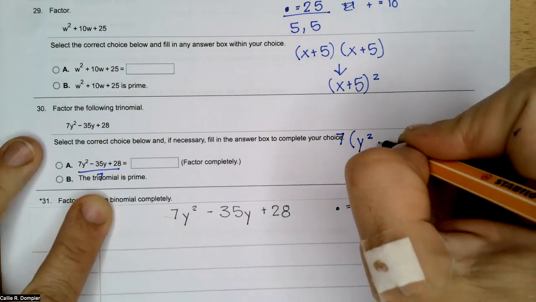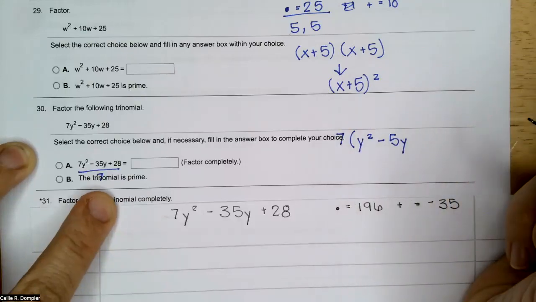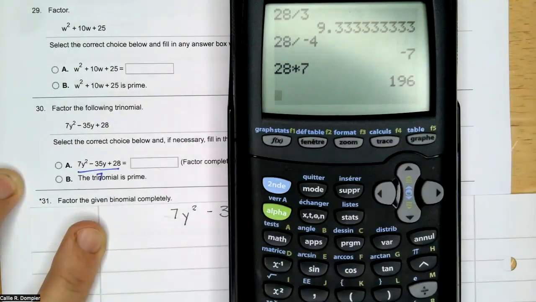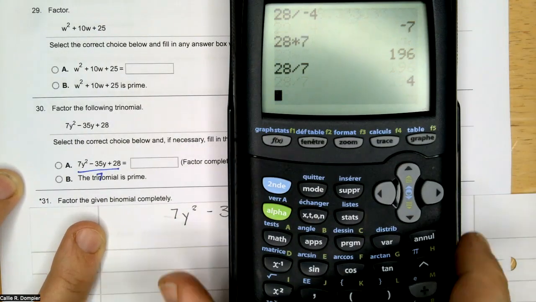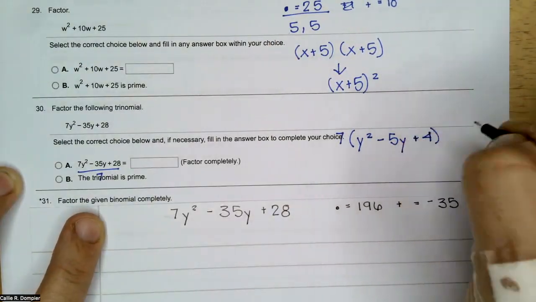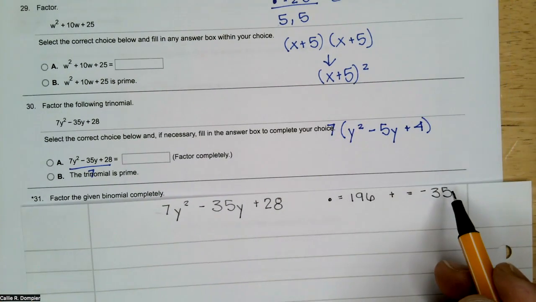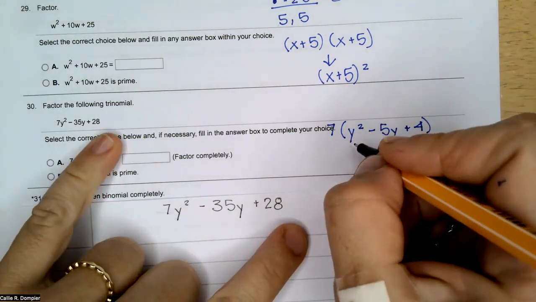Negative 35y divided by 7 is negative 5y. Positive 28 divided by 7 is 4. So I can call this 7 times (y squared plus 5y plus 4). Now instead of these big numbers, I'm just going to keep the 7 on the outside.